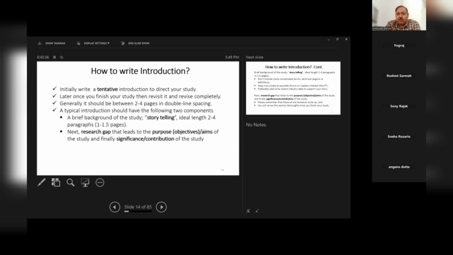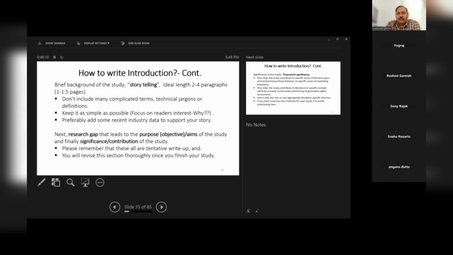Generally, it should be written between 2 to 4 pages, double space. That's what the review process is asking for. A typical introduction should have the following components: a brief background of the story, that is storytelling. Storytelling is a must. If you're not writing in the form of a story, it's a difficult job. It's not an easy job, but this is required. Ideal length is 2 to 4 paragraphs. Then next is the research gap. And then you write your purpose and objective. And then finally you write the contribution part.